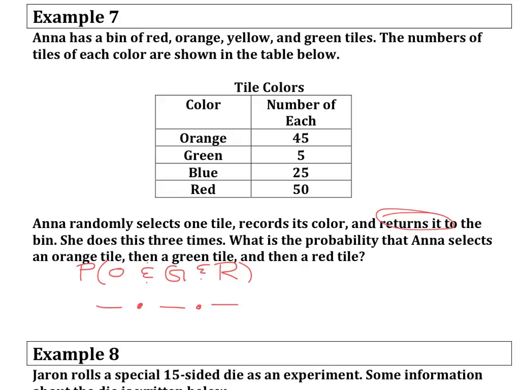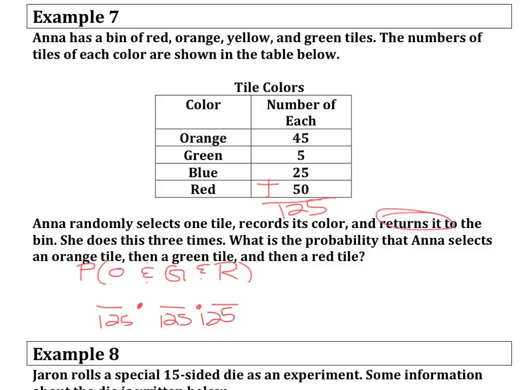In order to find the probability of each of these, we need to know the total. So add up your table right there. 45 and 5 is 50. 50 and 50 plus 25 is 125 total. So that's going to be your denominator here. Since she does return it, take a look at that. Since she does return it, we're going to have 125 on the next pull, and we're going to have 125 on the next pull because she always returns whatever she picks.